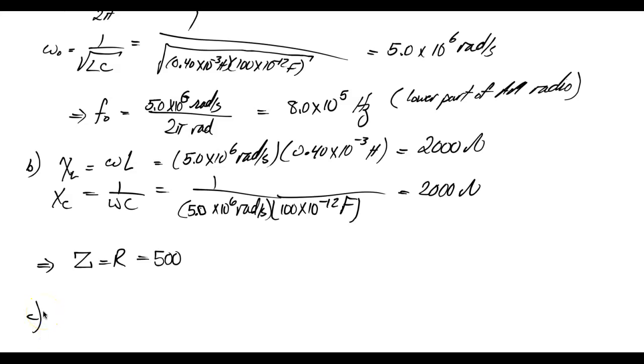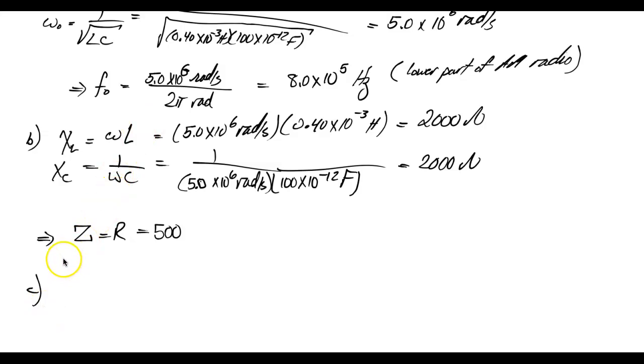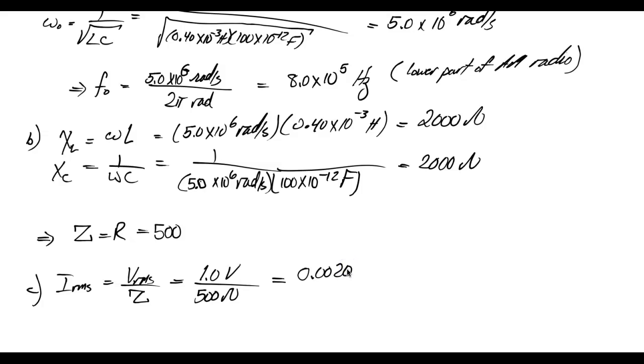Part C asks for the RMS current. I RMS would equal V RMS over Z. We're told that the RMS voltage is 1 volt. We know that Z is 500, so this is 0.0020 amps, or 2 milliamps if you want.